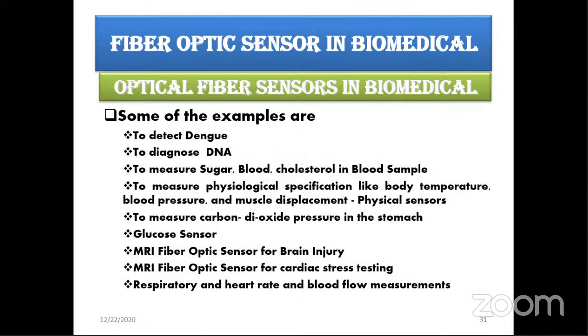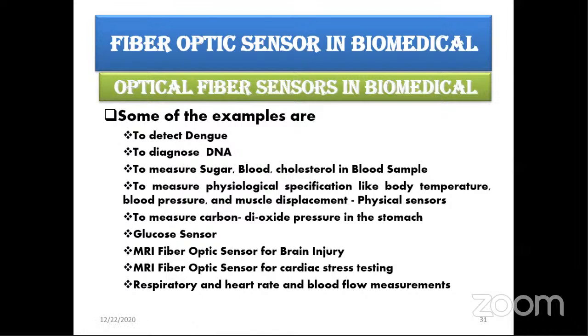And some other examples: optical fiber sensors, OFS, are used to detect dengue fever. To detect dengue, we already have a lot of technology. Many lab tests are available to detect dengue fever, but all take a long time and need highly knowledgeable personnel. But nowadays a fast and simple method to diagnose this disease is optical fiber sensors.